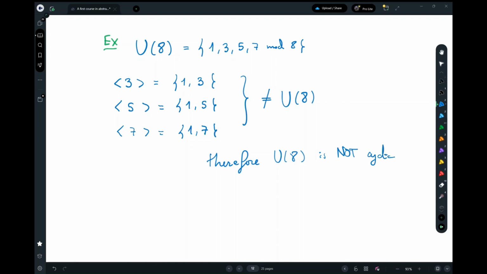So some of these unit groups modulo n are cyclic, and some of them are non-cyclic. Okay, so I'm going to stop here, and next time we're going to prove some theorems about cyclic groups.